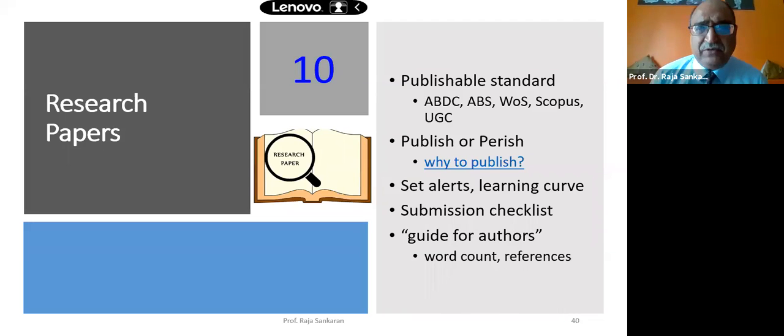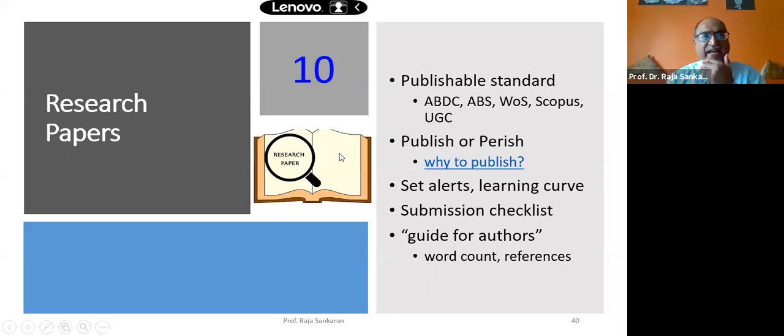The next point is about research papers. So make sure that any research papers that you produce as part of your thesis, during the journey or after the journey, should be of publishable standard. That means it should be in a good research journal, which is part of either ABDC or ABS, and there are different norms as well that we go through. The UGC listed journal should be part of the Web of Science or the Scopus list.